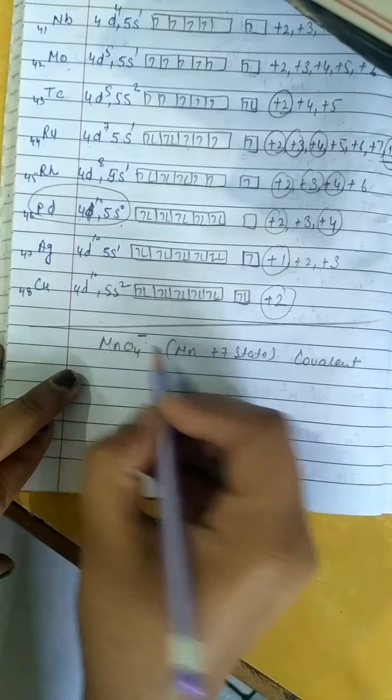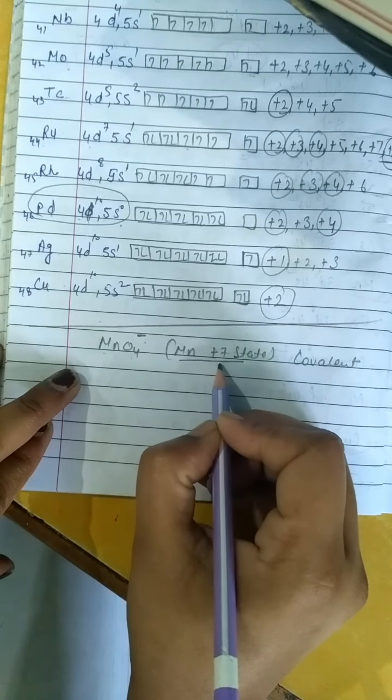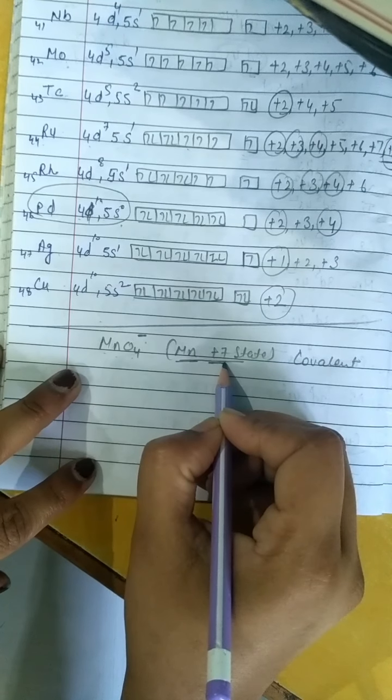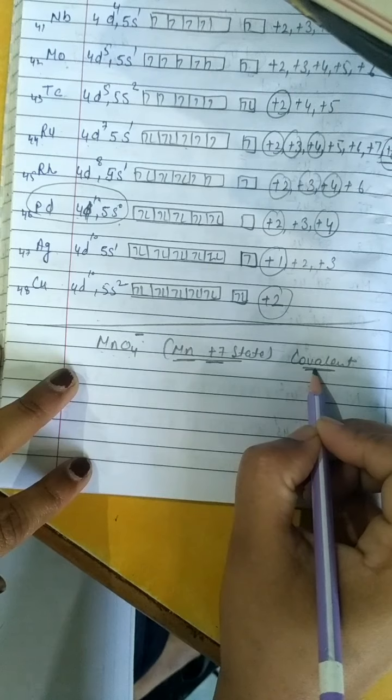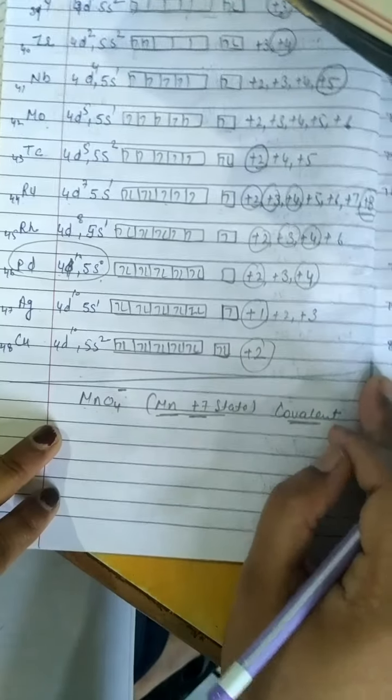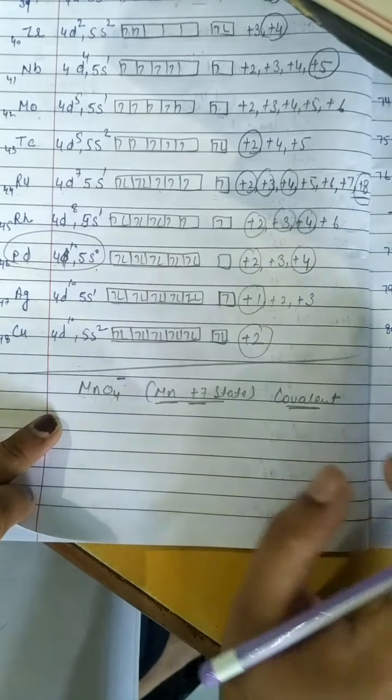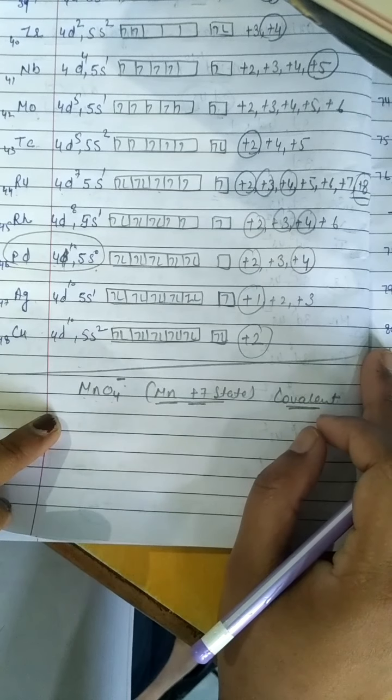In the next, one example is there, MnO4 negative. In that case, Mn has a +7 oxidation state and they form a covalent bond. They exist in a covalent bond. This is about the oxidation state we have discussed today.